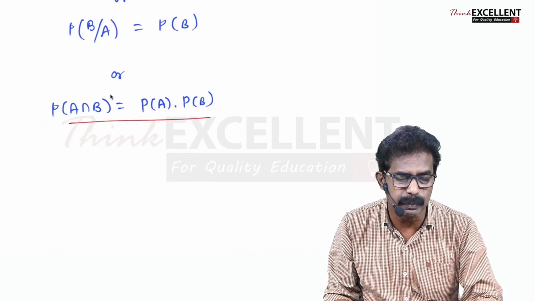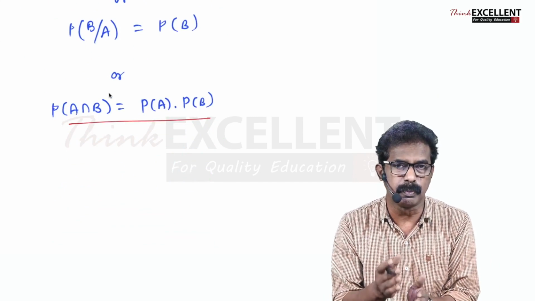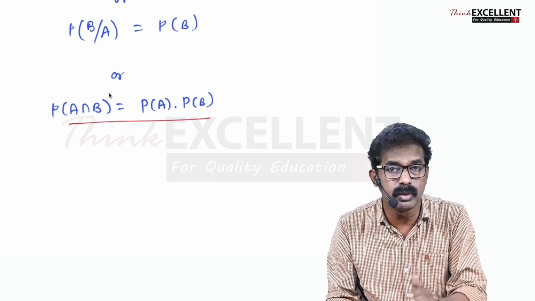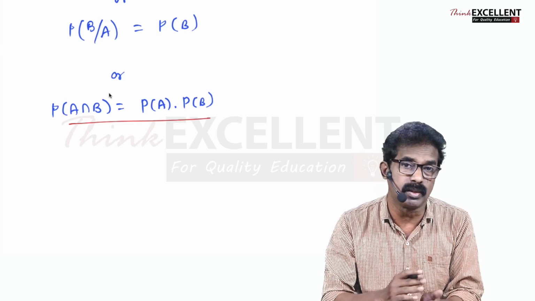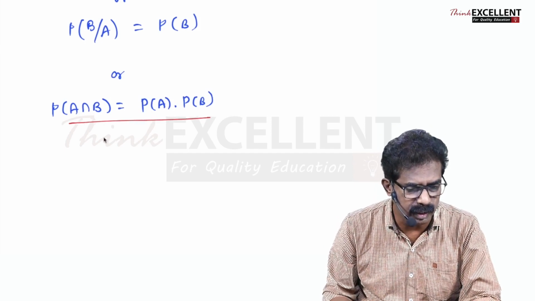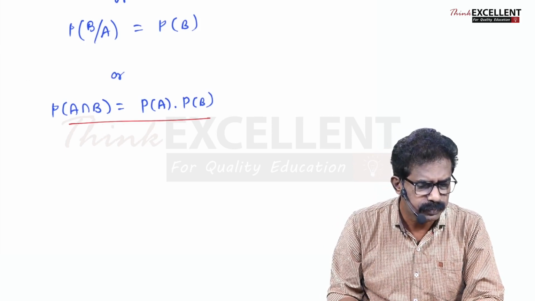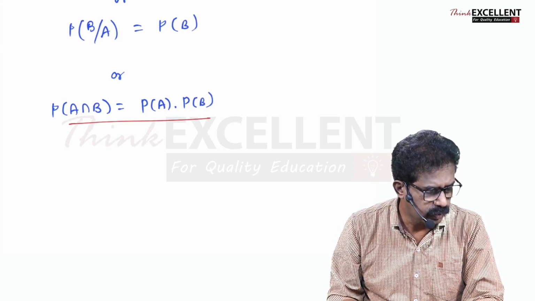So when two events are independent, P of A intersection B is equal to P of A into P of B. When two events are mutually exclusive, P of A intersection B is equal to 0. So it will be very clear on that one. That's all the theory part. With this idea, we can do a few sums.